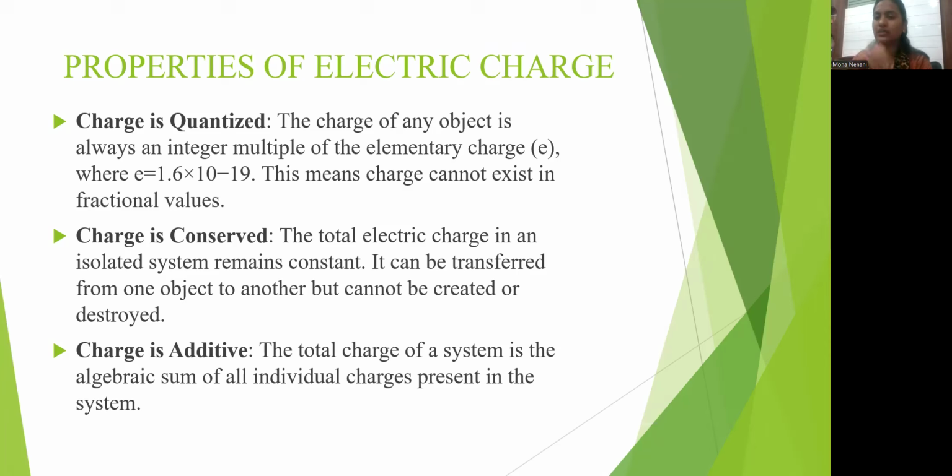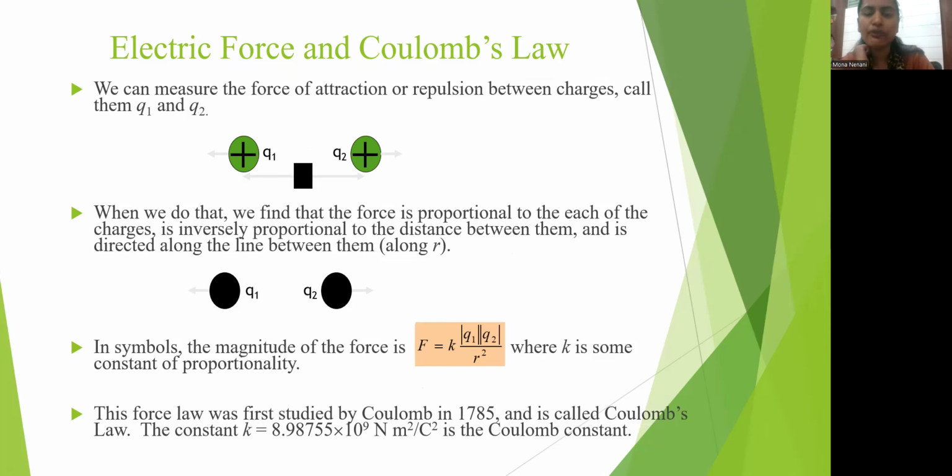For example, this is an isolated system. There are a number of charges. Simply, we will just add all of them and we will find out the total charge of that system. Now, electric force and Coulomb's law. That is a very important law. What are electric force and Coulomb's law?